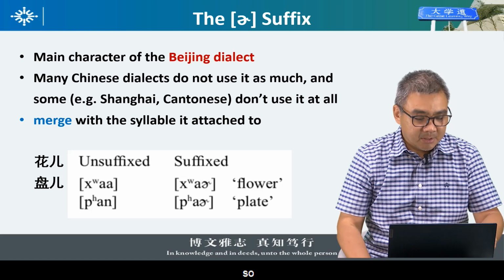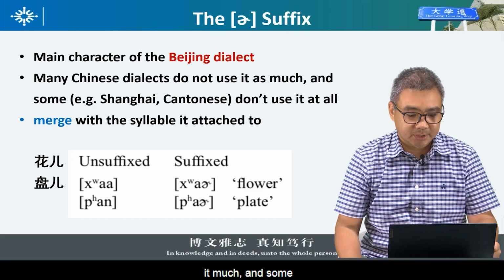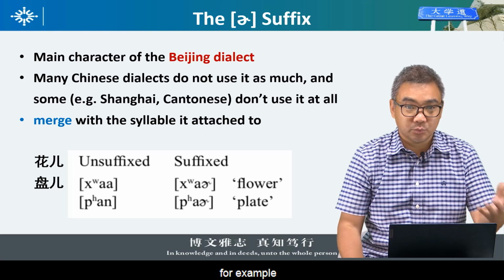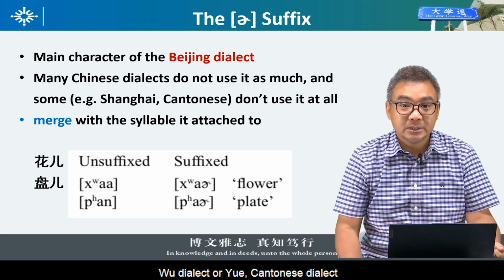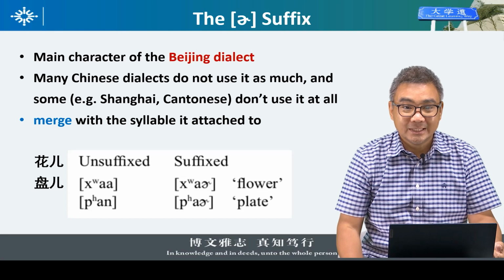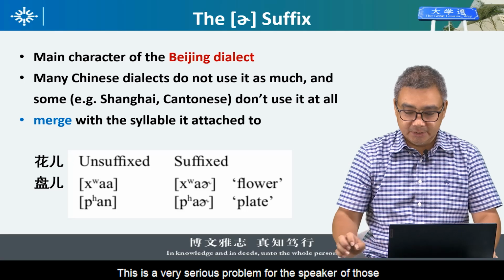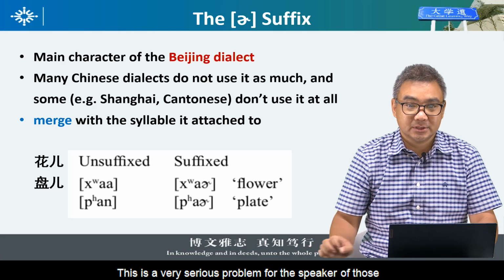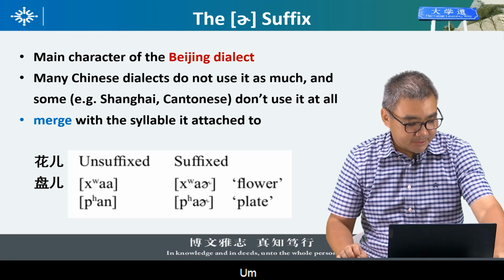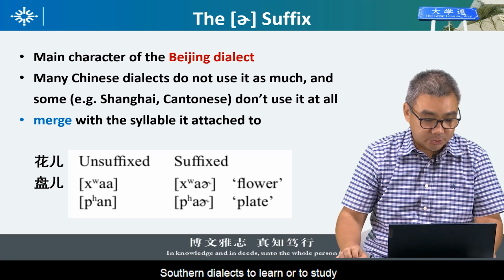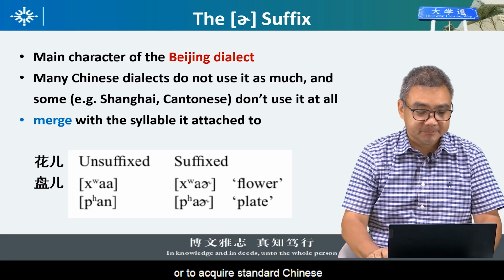But unfortunately, many Chinese dialects do not use it much, and some, for example, the Wu dialect or Yue Cantonese dialect, don't use it at all. This is a very serious problem for the speakers of those mother tongues of southern dialects to learn, study or acquire standard Chinese.